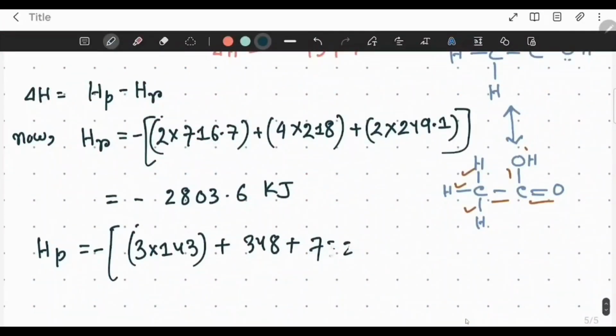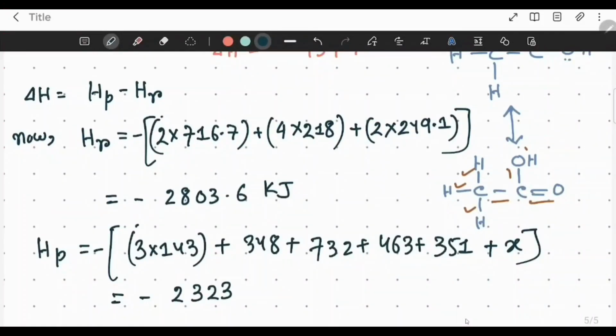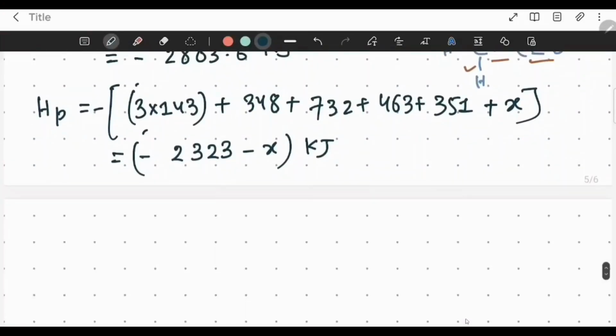732 plus 463, 351. And plus X. This X is, let's say, the resonance energy, because there will be a resonance energy. We have to consider that as well, which we did not consider in the last problem. So it is 143 into 3 plus 348 plus 732 plus 351 plus 463. So it is minus 2323 minus X kilojoule.